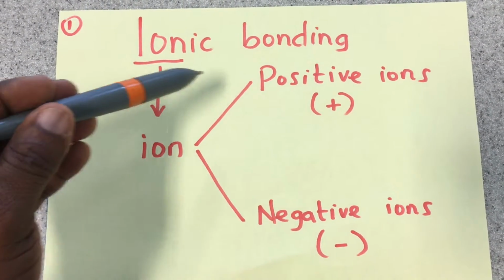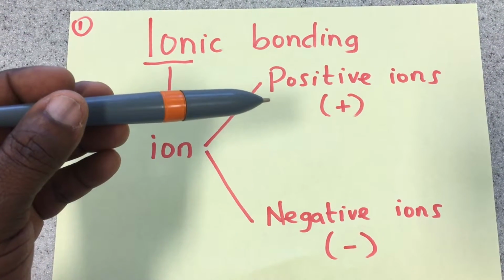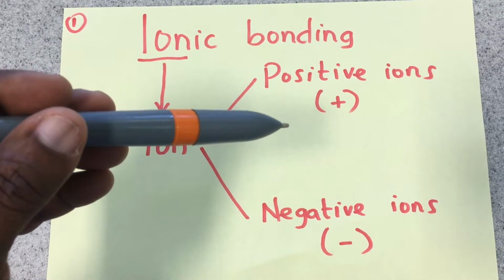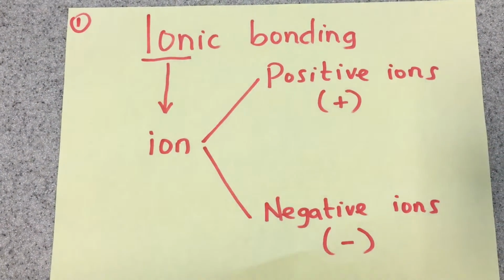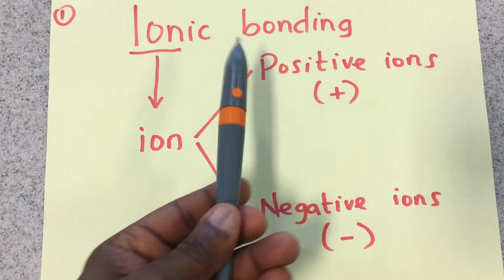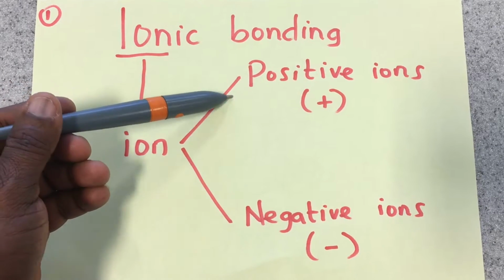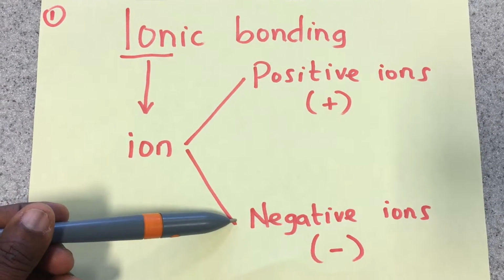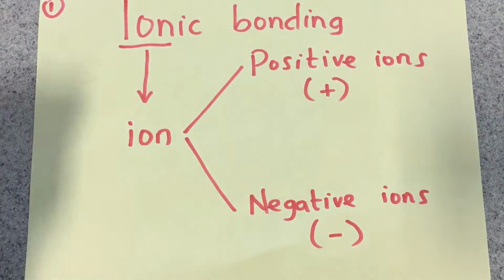So ionic bonding involves a reaction between metals and non-metals, which we'll be coming to very soon. When you are asked to define an ionic bond, it is the electrostatic attraction between positive and negative ions. Electrostatic attraction between positive and negative ions.